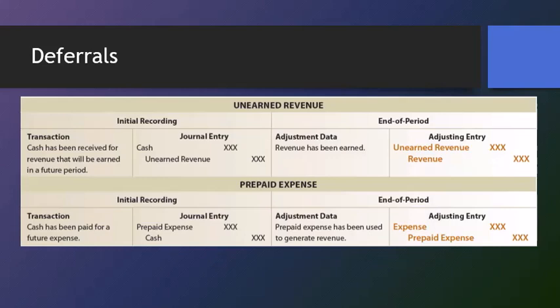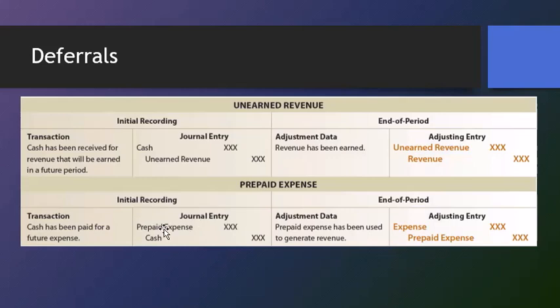Similarly, a prepaid expense. Okay. Let's look at what happens when we initially prepay for something. For example, let's say that we pay a 6-month insurance policy up front. Okay. When we pay for it initially, we're going to record it as prepaid expense. Now, this is important to remember.